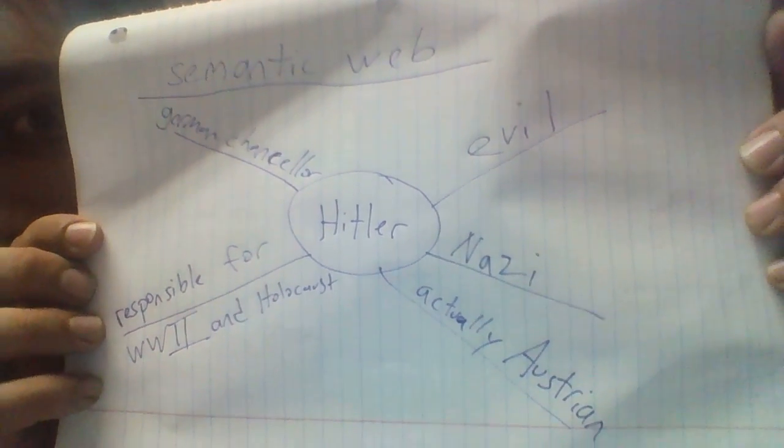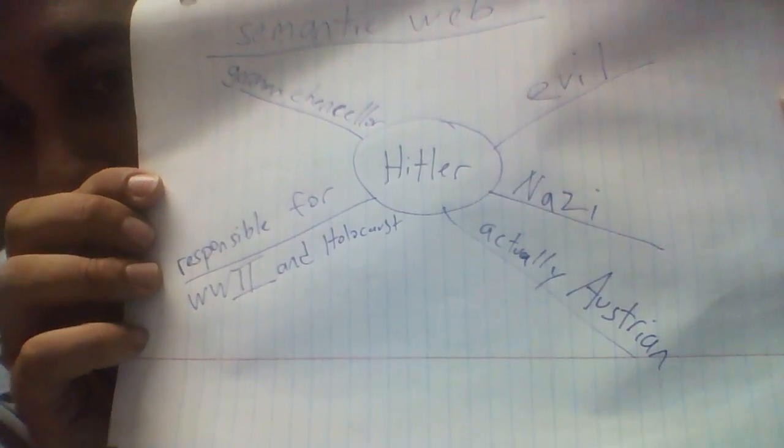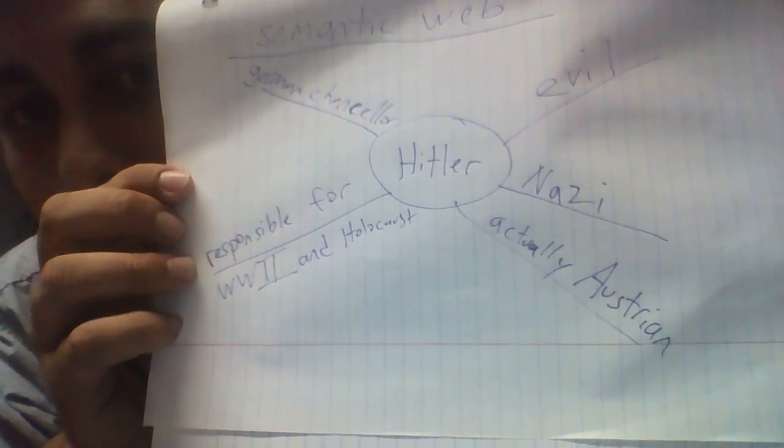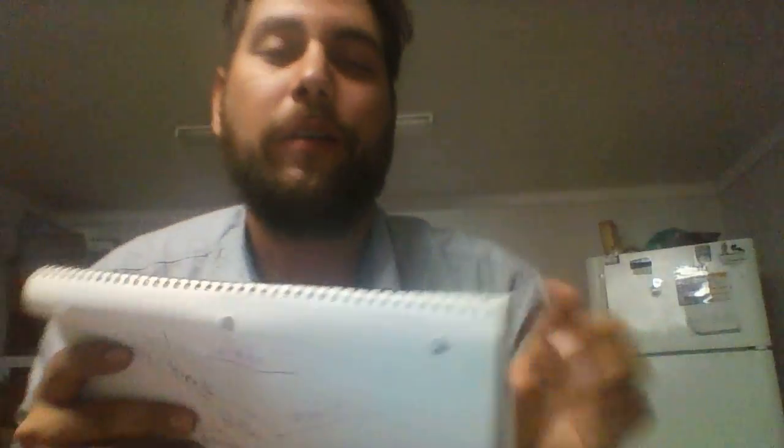Hitler, he's evil, he's a Nazi. He's actually an Austrian. He's probably pretty much responsible for World War II and the Holocaust. And he was a German chancellor.